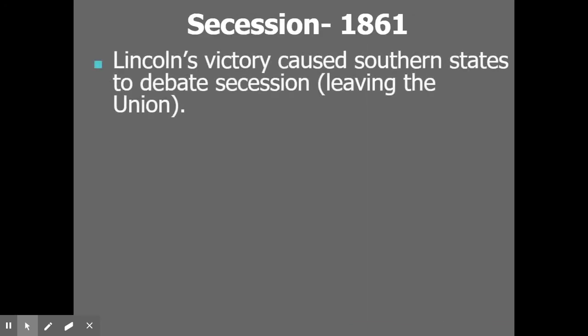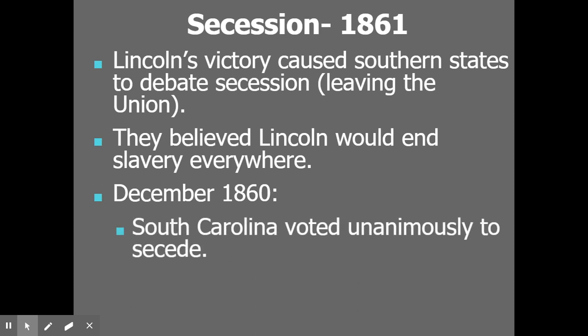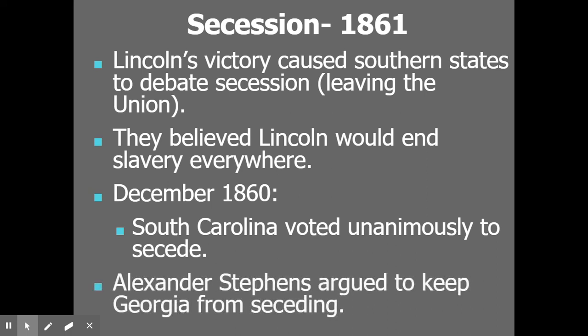So in 1861, the Southern states start debating secession again, leaving the Union. And it's again because they think that Lincoln is going to end slavery in the United States. So in December of 1860, South Carolina votes to secede from the Union. So they went first. Georgia was not the first state to go. In fact, in Georgia, there was still a big argument going on about not seceding.